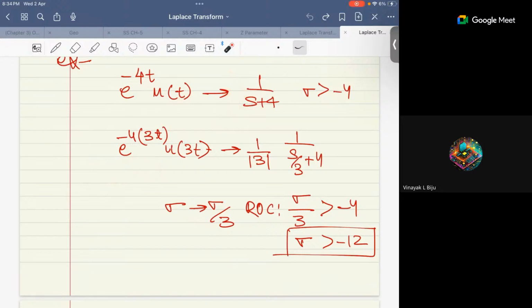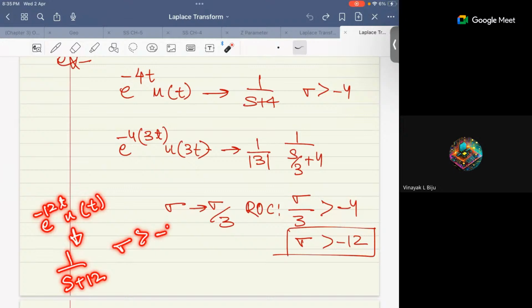Correct? Let's, for example, say the signal was given as e to the power minus 12t u(t). What will the Laplace transform be? 1 upon s plus 12. And what will be the value of the ROC? Sigma greater than minus 12.